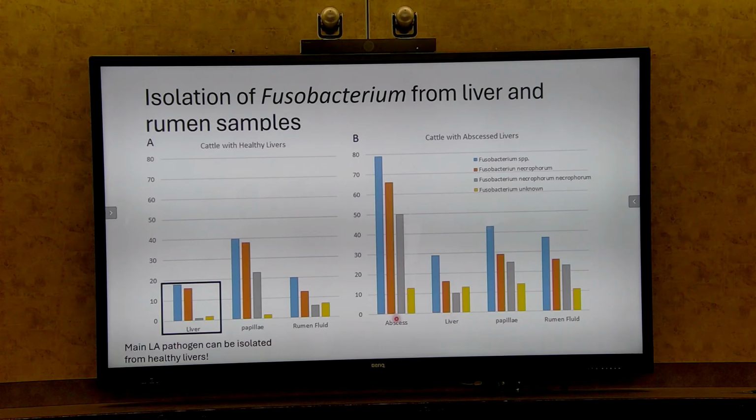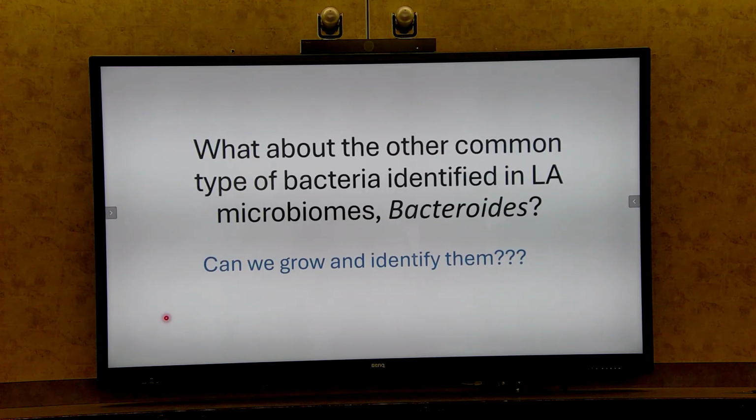Livers that had abscesses obviously had higher rates, so that makes sense. But yeah, the main point I want to make here is that you find these things in healthy livers too. So, but what about these Bacteroides?